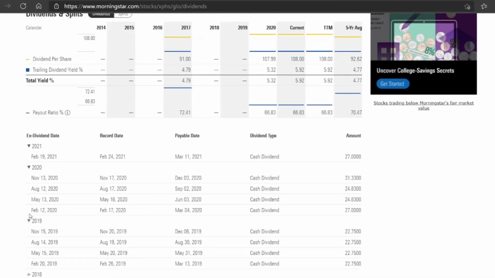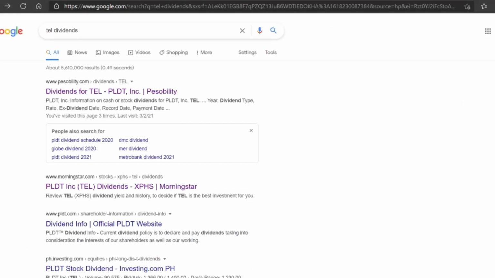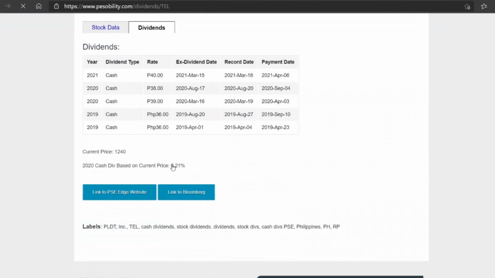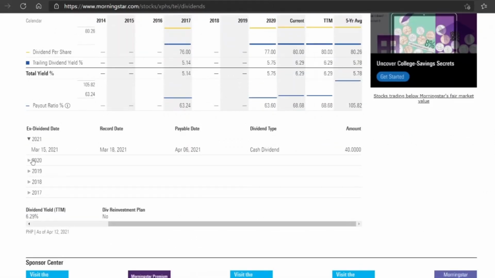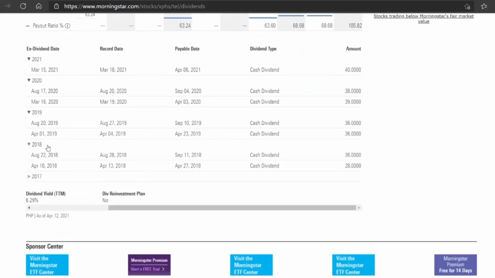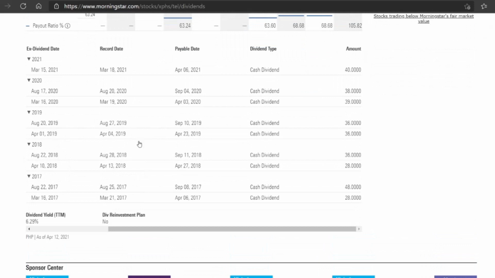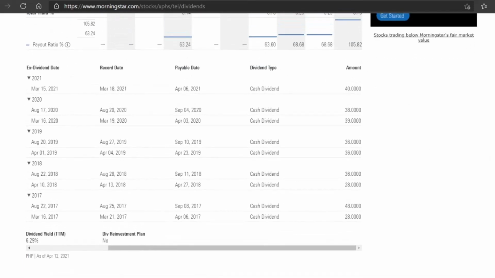For PLDT, same process. Search it in Google, look at Pesobility. Right now, they have a yield of 6.14% at its current price. And also go to morningstar.com to check for the other years. They are also giving regular dividends every year. Dividends are really important if you want to increase your passive income. That's why I added this in my checklist when I look at a company. Now for the yield, it is different for us investors.